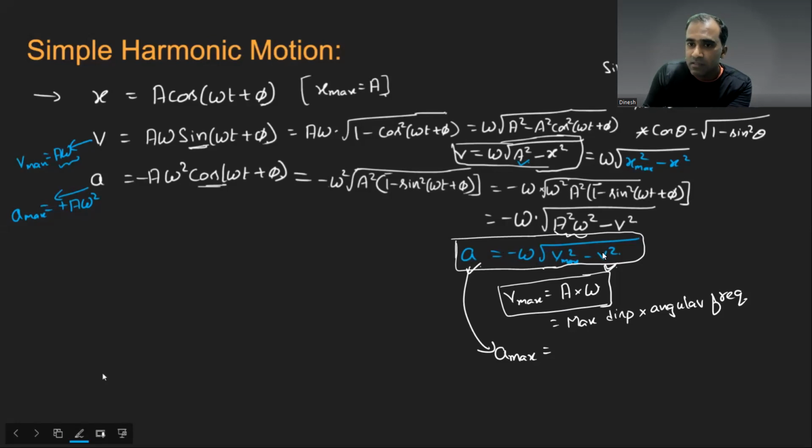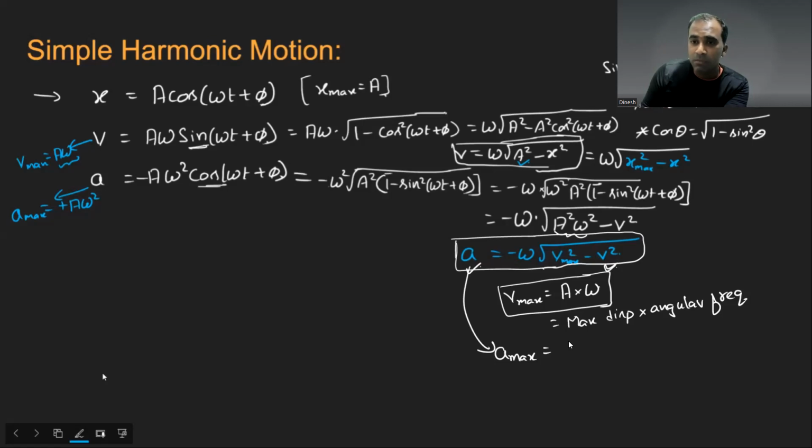As V increases, the subtraction increases, so as V increases, the acceleration decreases. So what is the best value of V for which A becomes maximum? Just simple substitution. Just look for what value of V it will become maximum. If V is minimum, then you subtract some minimum value, so the total value becomes maximum.